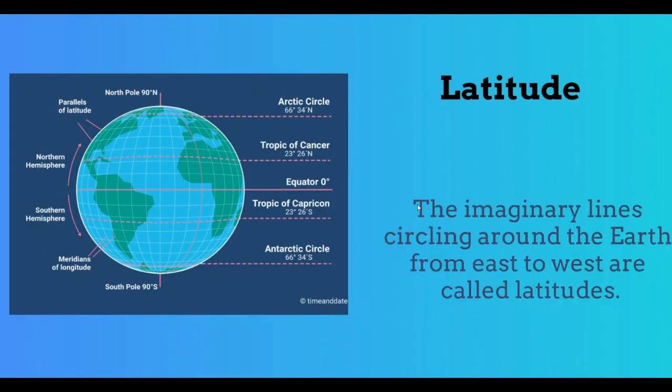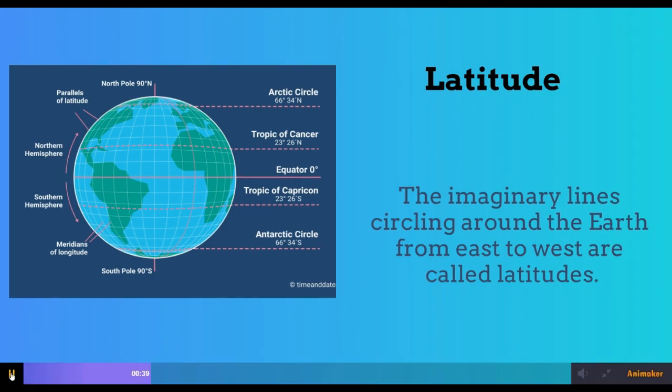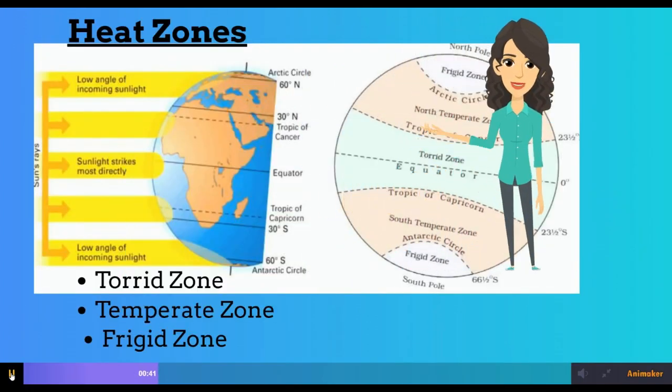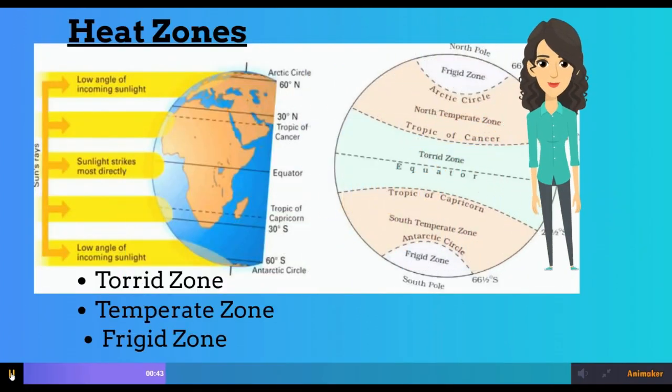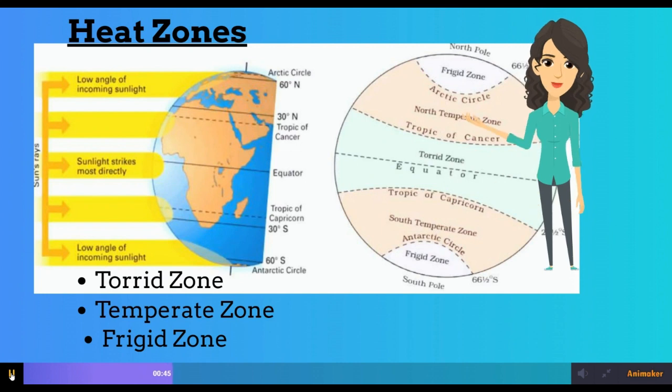The imaginary lines circling around the Earth from east to west are called latitude, but they measure the distance from the north to south. Our next topic is heat zones. There are three heat zones: torrid zone, temperate zone, and the frigid zone.